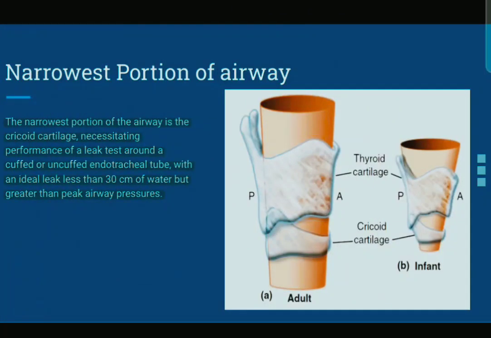Narrowest portion of airway. The narrowest portion of the airway is the cricoid cartilage, necessitating performance of a leak test around a cuffed or uncuffed endotracheal tube, with an ideal leak less than 30 centimeters of water but greater than peak airway pressures.